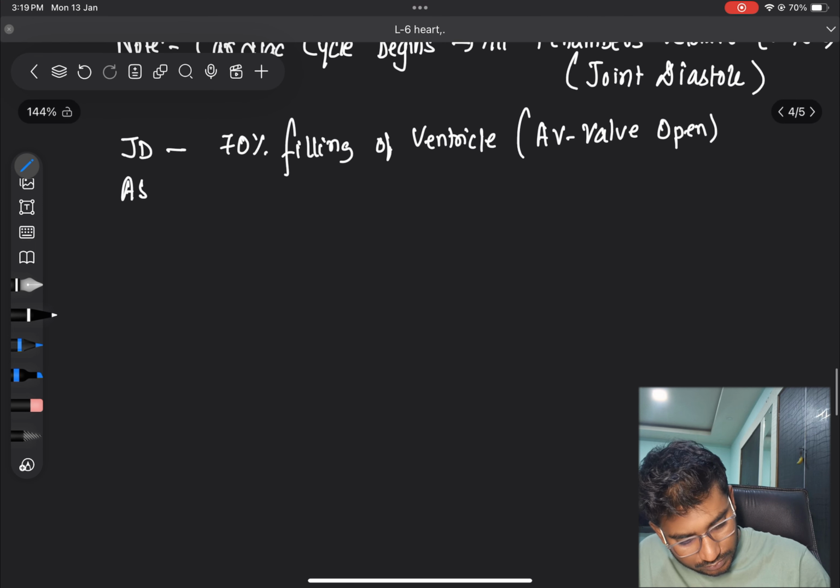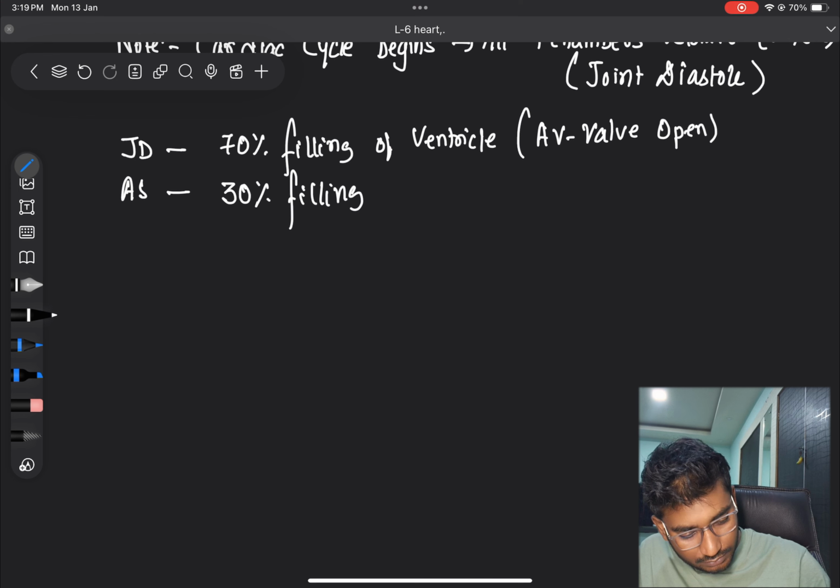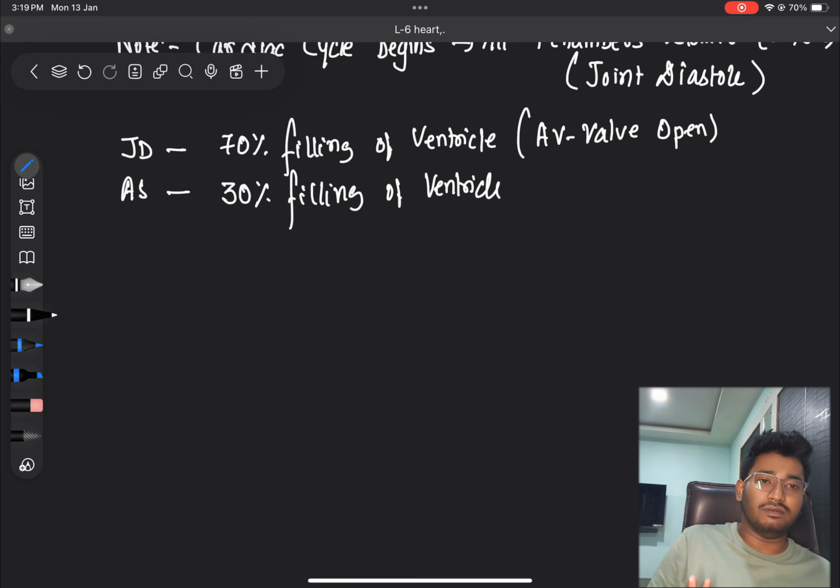Now, atrial systole, that is the 30% filling of the ventricle. While the atria contract, 30% of the blood gets filled.